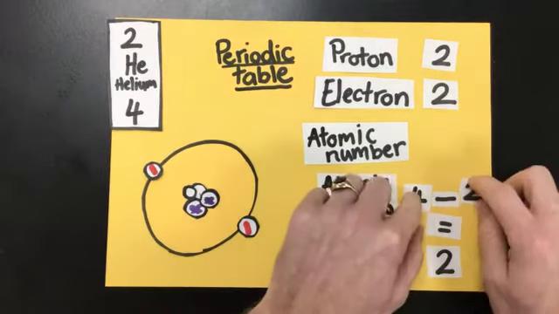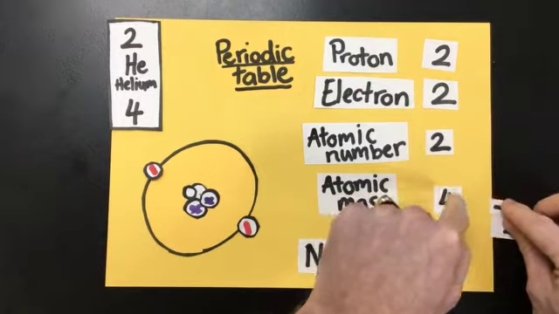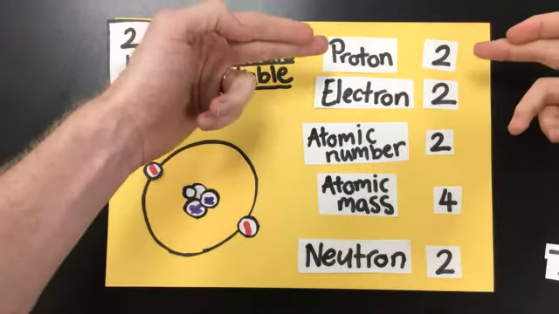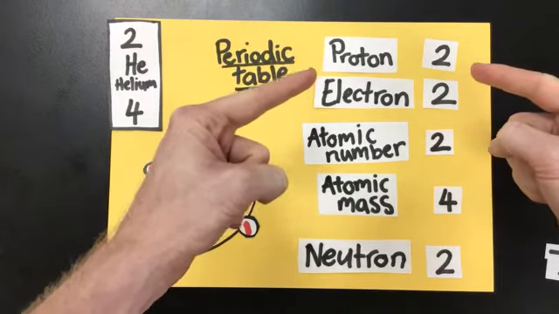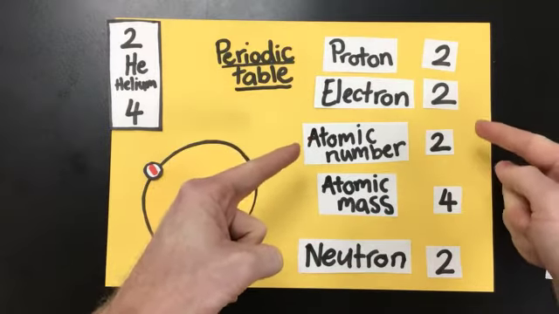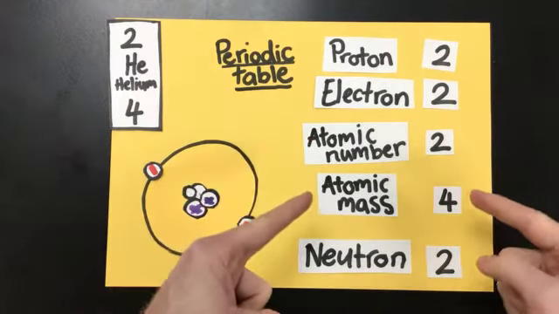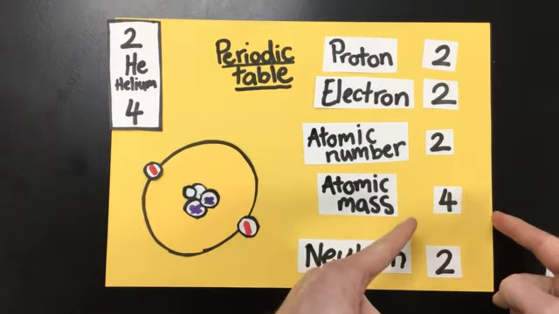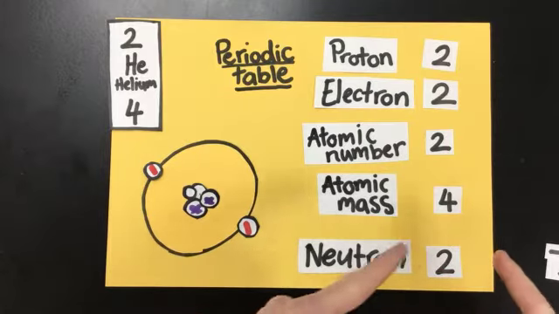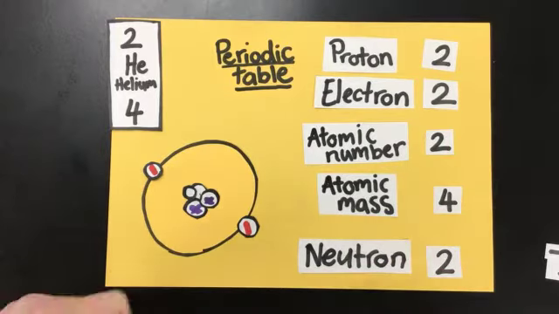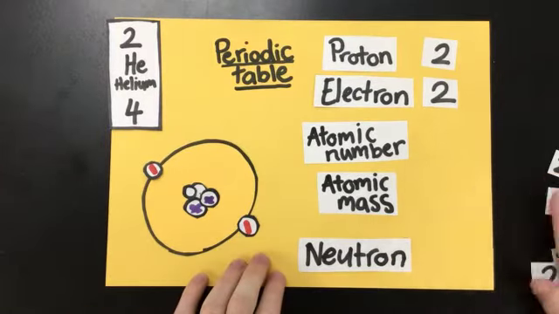So if we were to put those back where they were, you'll see that our protons for a helium atom are 2, our electrons for a helium atom are 2, our atomic number for helium is 2, our atomic mass is 4, and our neutrons for a helium atom are 2. Now let's try this for one more.